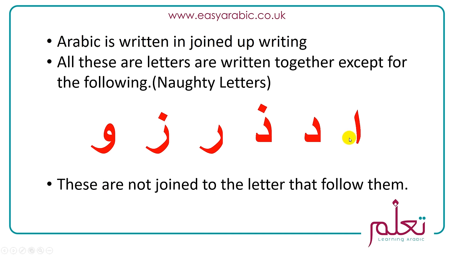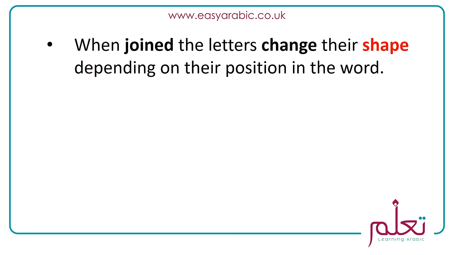What does that mean? If I take the letter Ba and put it before Alif, it can join onto the Alif, and also onto Dal and Dhal. But if it comes after these naughty letters, then it can't join onto the letter before it. So if we had a Ba there, it would not join onto the Alif. Or if a Ba was there, it wouldn't join onto the Dal. So a rule to remember: for these six naughty letters, any letters that come after can't be joined onto them.